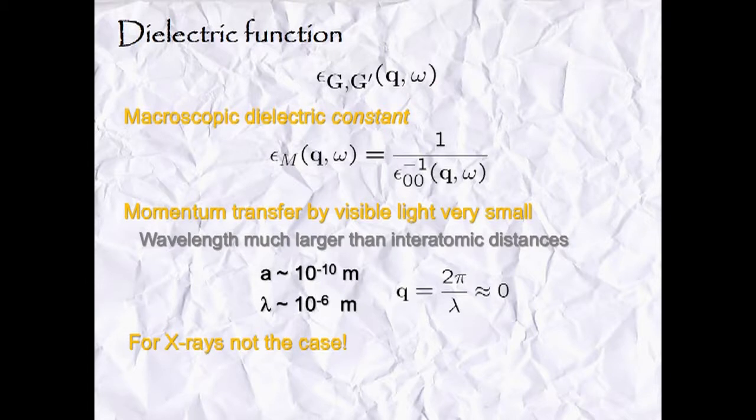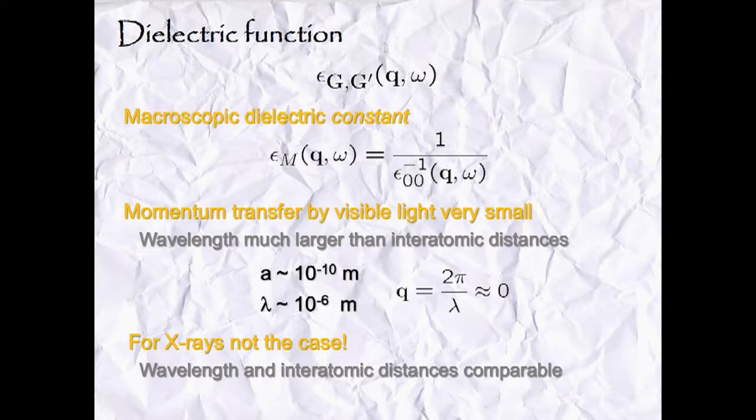However, if you go to X-rays, which have a wavelength comparable to the lattice spacing, this is nice because that's why we can use them for probing the structure with diffraction. The momentum transfer is not negligible anymore because it's the same order of magnitude, and we have to take this fact into account also.